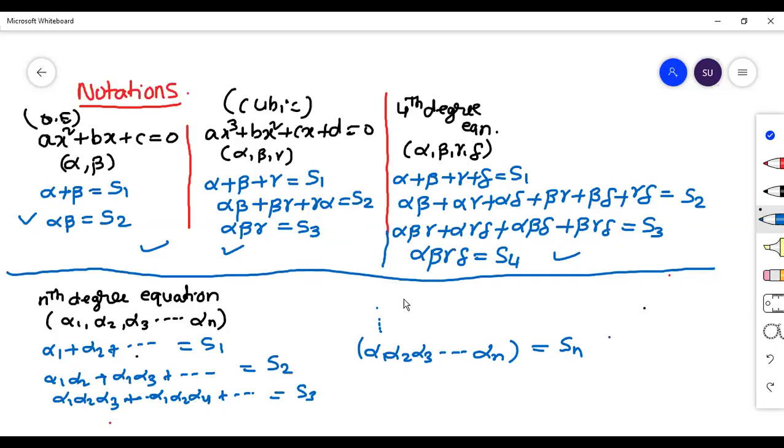So clearly, once again, S1 means the addition of single roots, whether it is quadratic or cubic or fourth degree or nth degree. S2 means taking two roots as a pair, multiplying them, and finding the sum of all such pairs. S3 means taking three roots at a time. S4 means taking all the roots. If it is a fourth degree, you have to take 4 roots, like this.